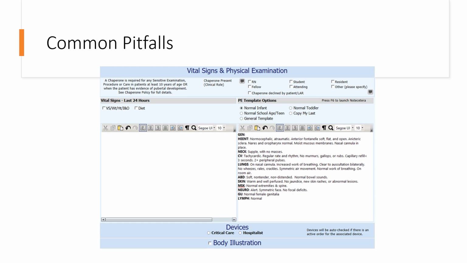Take a look at the physical exam documented on this slide and compare it to the one on the previous slide. Again, it may be difficult to pause this video, so refer to the supplemental slide deck. What differences can you spot?